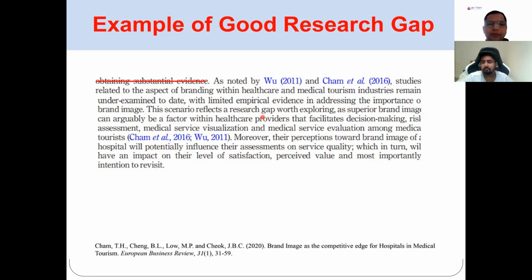Moreover, their perception toward the brand image of the hospital will potentially influence their assessment of service quality, which in return will have an impact on the level of satisfaction, perceived value, and most important, intention to revisit. They come the first time, they get good service, they are happy with the services provided, so their intention to revisit increases. So this is how we increase customer satisfaction in medical tourism.